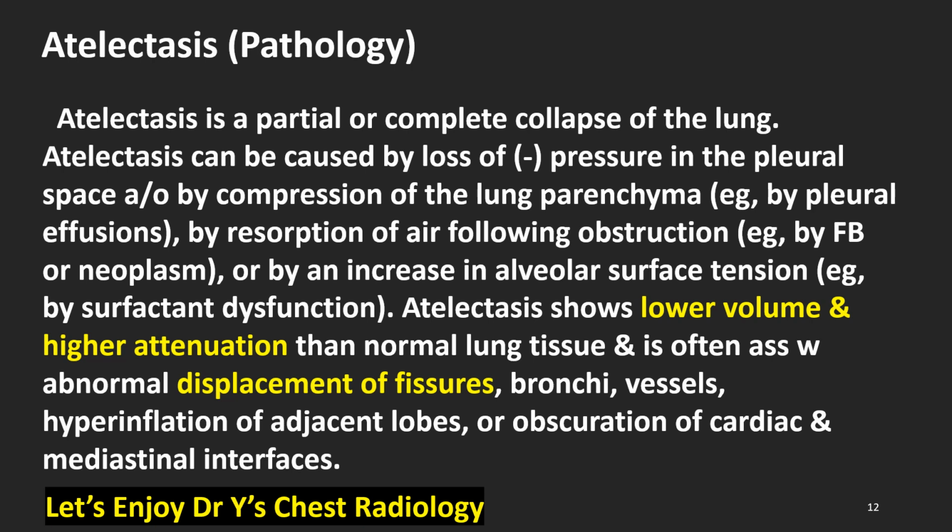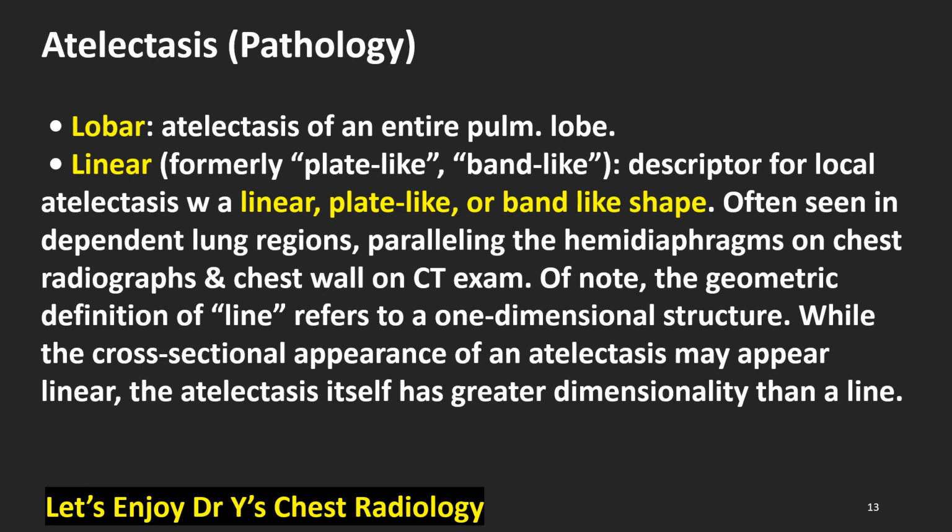Atelectasis shows a lower volume and higher attenuation than normal lung tissue, and is often associated with abnormal displacement of fissures, bronchi, vessels, hyperinflation of adjacent lobes, or obscuration of cardiac and mediastinal interfaces. Atelectasis pathology. Lobar. Atelectasis of an entire pulmonary lobe.